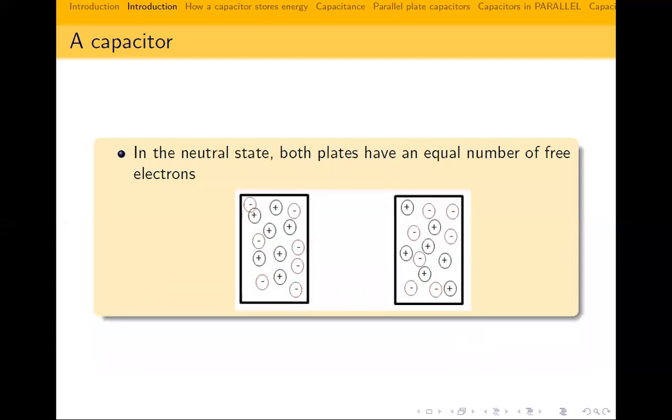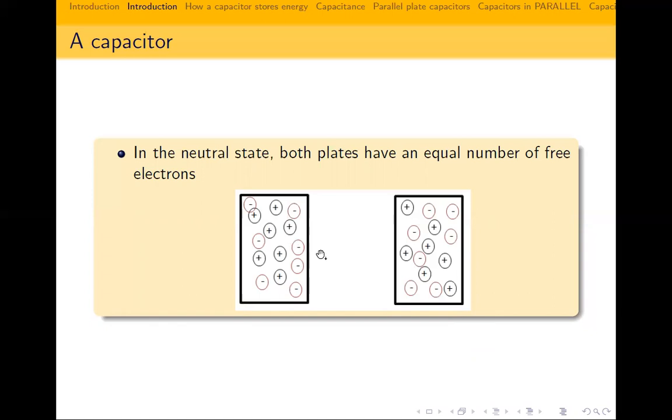So in a neutral state, the amount of charges in each plate is always the same. That is to say, in one plate, if you have 10 positive charges, then you have 10 negative charges. So it's basically neutral. The same applies to the other plate.